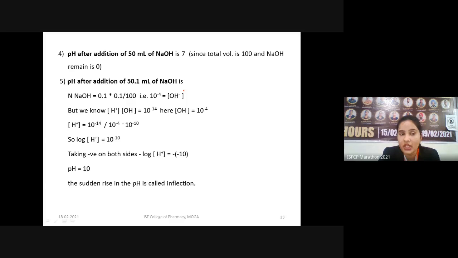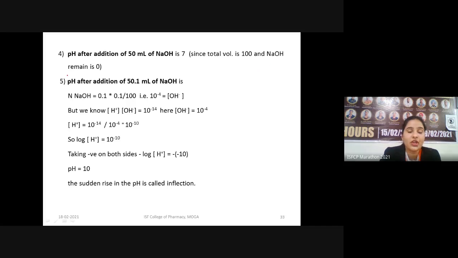So at this particular point, the number of H+ ions and the number of hydroxyl ions is going to be the same, and hence our solution will be neutral. And at neutral we have pH 7. So the pH of the solution will be 7, because we have an equal number of H+ ions and OH- ions.